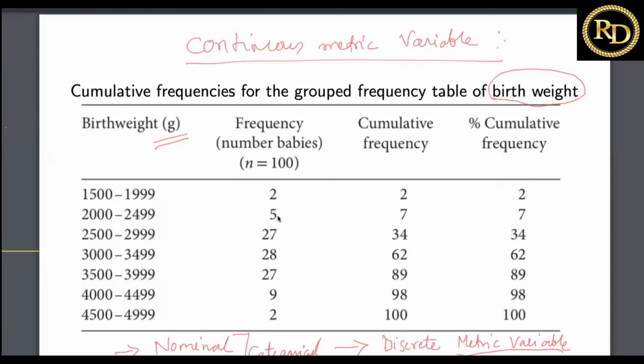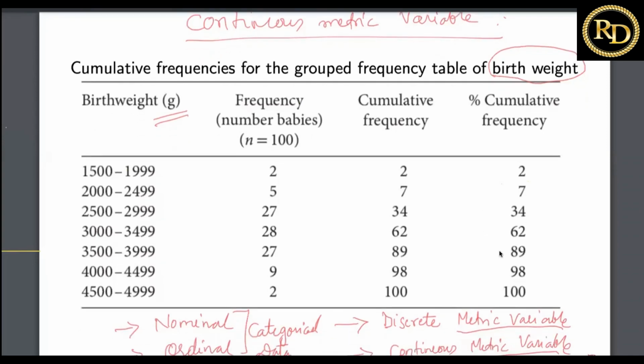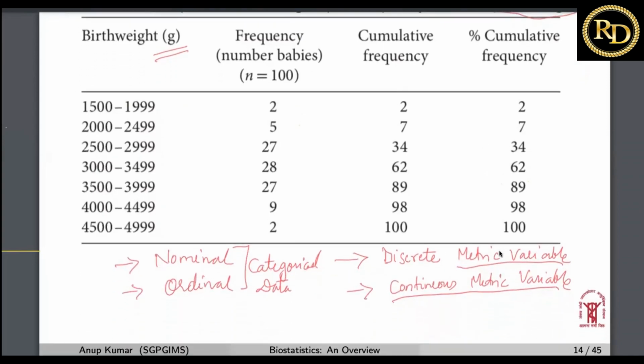This is 2 plus 5, 7, 7 plus 27, 34. In this way, this is the cumulative distribution, and obviously you can convert this cumulative distribution back into the frequency variable.